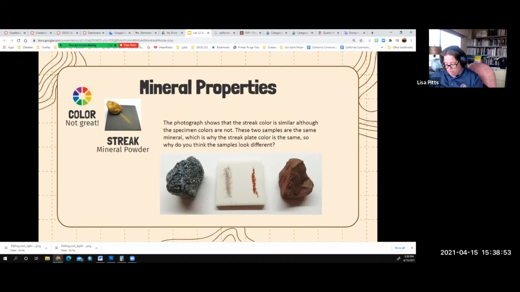So I think there's a question in there somewhere. Let's see here. Observe the streak below. It says, why do you think the samples look different? And it says, hematite is a common iron oxide mineral, which means the mineral can rust. It's derived from the word meaning blood. All right, cool.